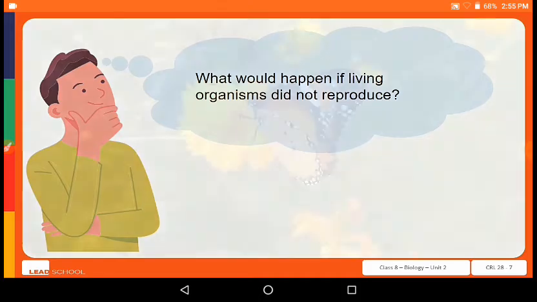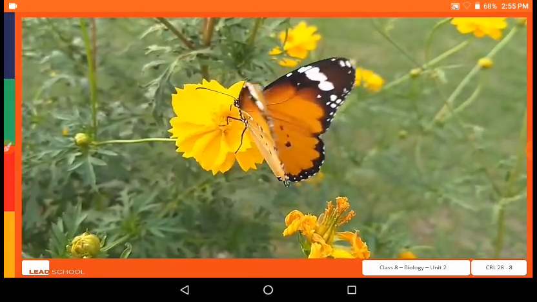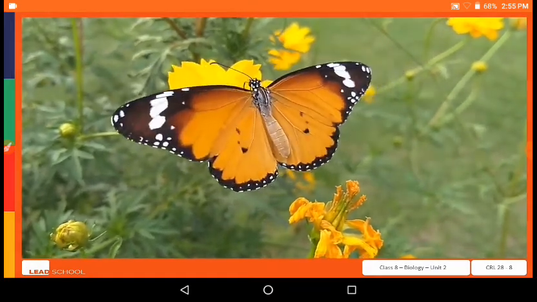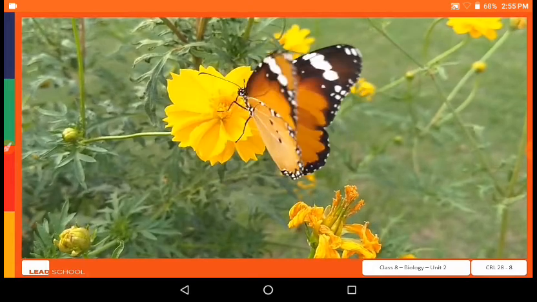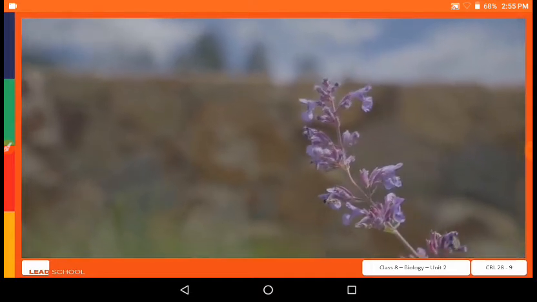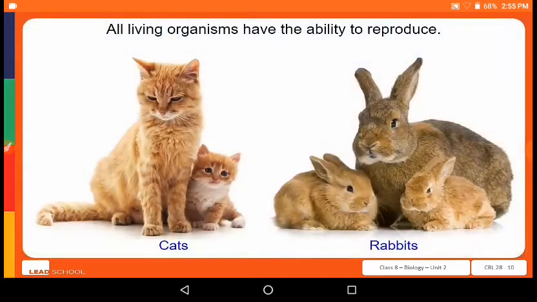For example, the lifespan of a butterfly is about 12 months. This means one butterfly can only live up to a year. If butterflies did not reproduce, new butterflies would not have been born, and there would be no butterflies on our planet after a point in time. All living organisms have the ability to reproduce. This ability is important for the continuity of life on Earth.